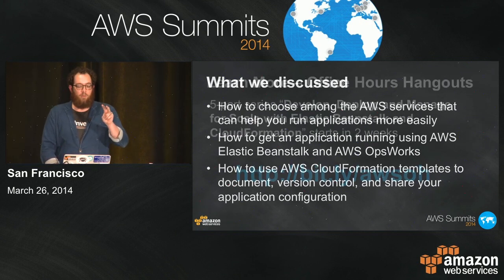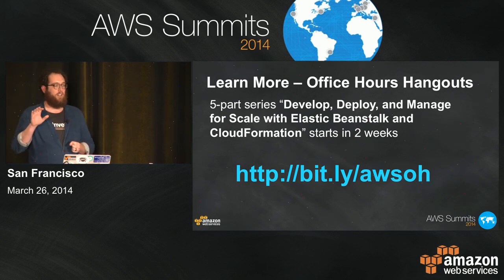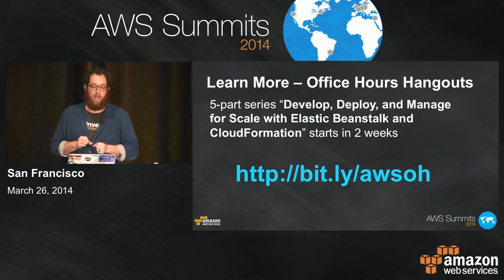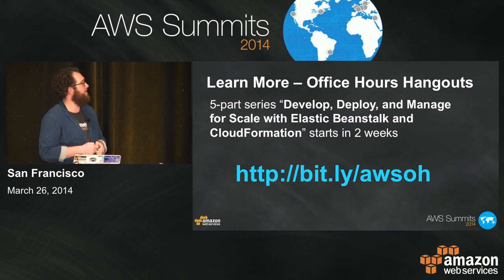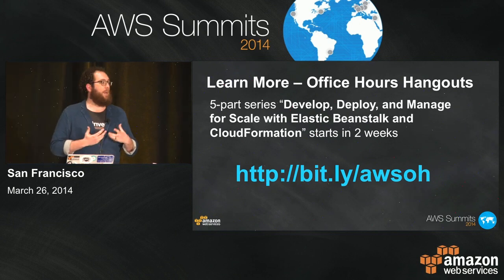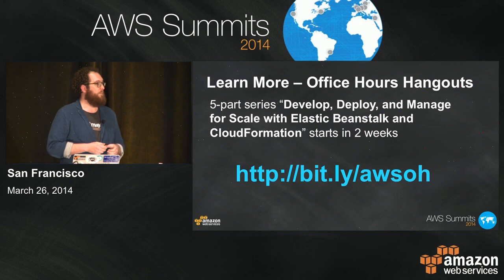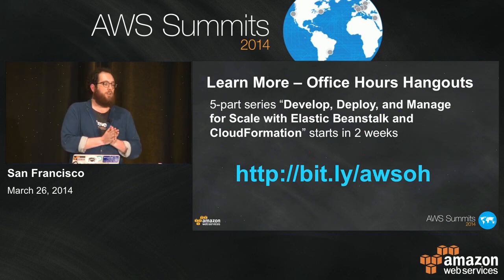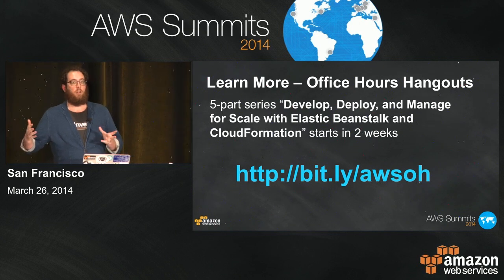And then we've got two quick calls to action here. So we are going to start an office hours hangout. This is a 5-part series that we're launching on April 10th. And in this 5-part series, the title is Develop, Deploy, and Manage for Scale with Elastic Beanstalk and CloudFormation. So we've got this really beefy Tomcat or Java application that uses Spring that's built inside of Elastic Beanstalk. And we're going to talk about sort of from step 0 all the way up to running and scaling this thing globally, how you do it.